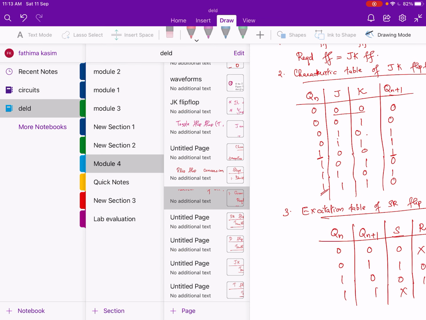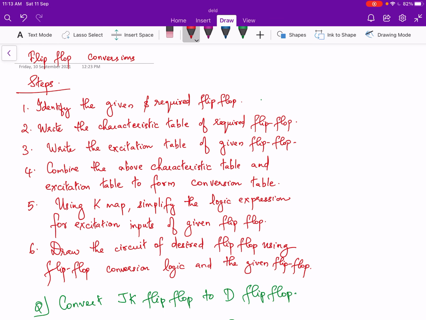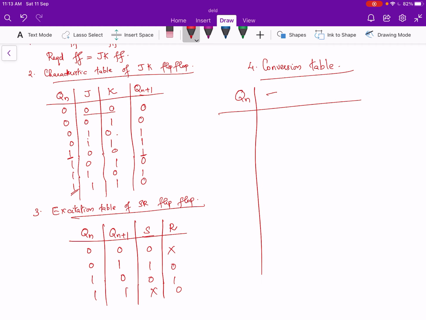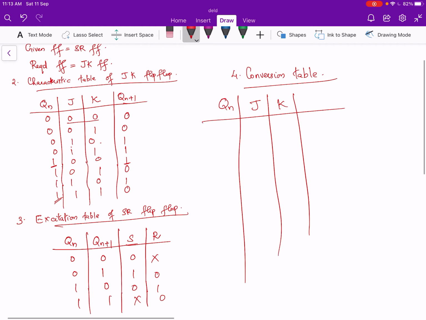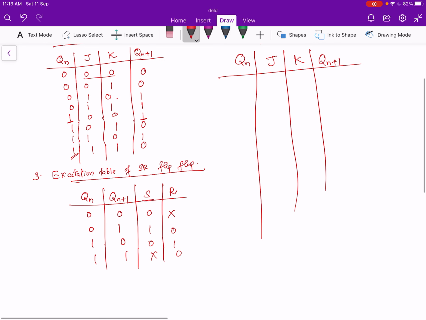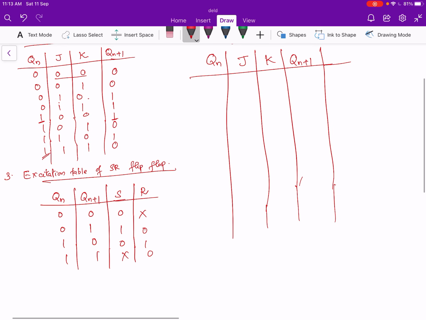The fourth step is to combine the above characteristic table and excitation table to form the conversion table. So now we can combine this characteristic table and excitation table to form the conversion table. So Qn, J, K, Qn plus 1 and S and R. So we have combined these two tables.